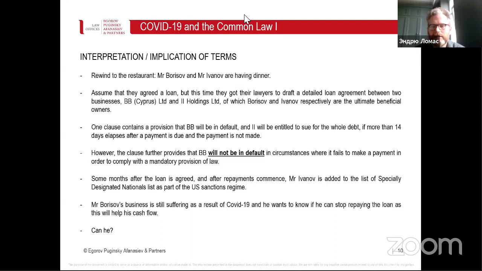But what happens in the meantime is Mr. Ivanov is sanctioned by the US. He becomes what's known as an SDN. Mr. Borisov, in the meantime, is still suffering as a factor of COVID-19, and it would really help his cash flow if there was a way for him to avoid repayments. So the question here is, can he rely on Mr. Ivanov being sanctioned and this clause as giving him an excuse to stop paying under the contract?